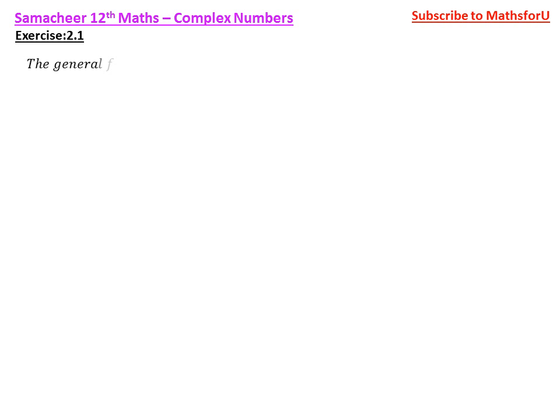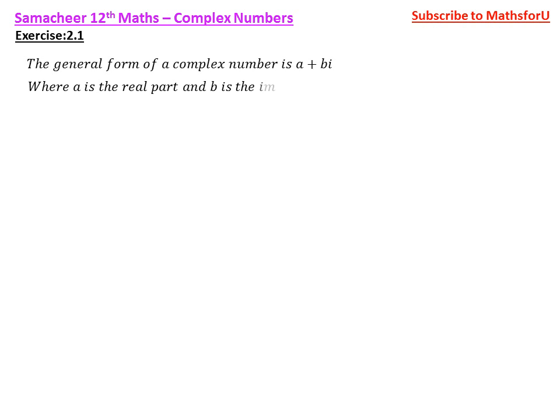So, in general, the general form of a complex number is a plus ib. a and b are real numbers, where a is the real part and b is the imaginary part. i is the imaginary unit, but both the numbers a and b are real numbers.